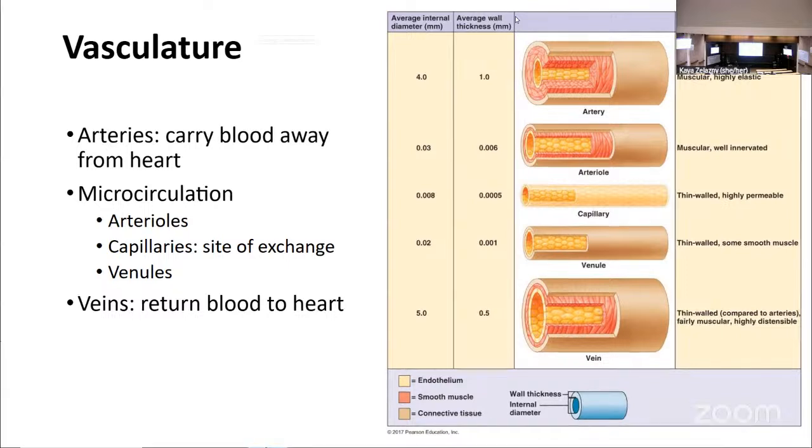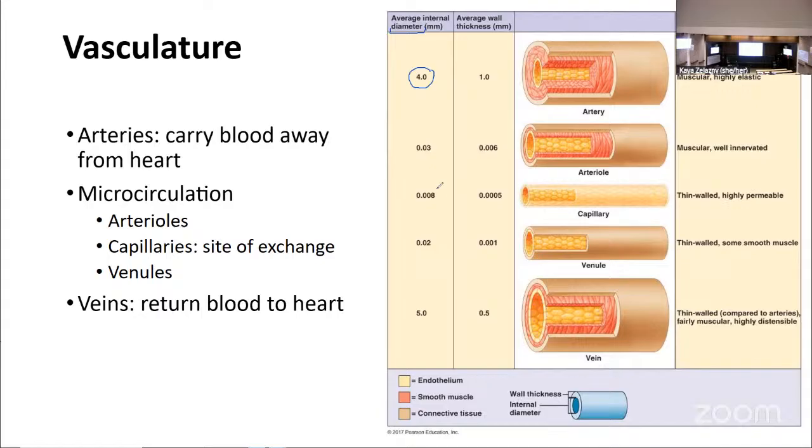So what we see in this chart that we might notice is that we're going to have differences in the average internal diameter, right? So we might pay attention to this because diameter is just twice the radius, right? And we now know that radius tells us things about flow, right? So we can see that our arteries have a really wide diameter, right? It's a really big internal diameter, so big radius. So stuff is going to flow fast through an artery, right?